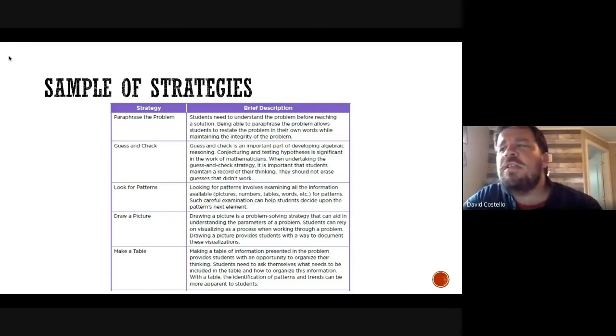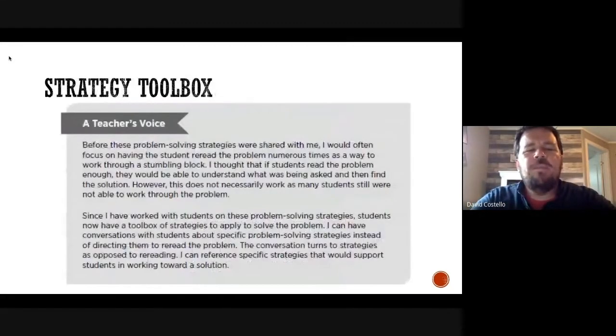And I'm going to go to the next few slides, but Lena, if you want to interrupt me at any time, go right ahead with some comments. So this is a strategy toolbox from Teacher's Voice, and these are all snippets from my book.